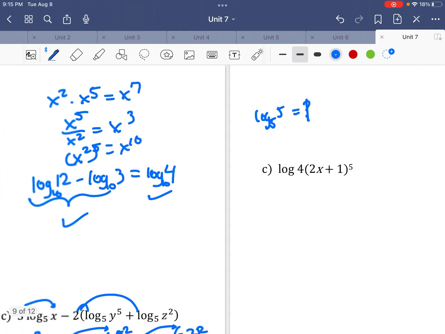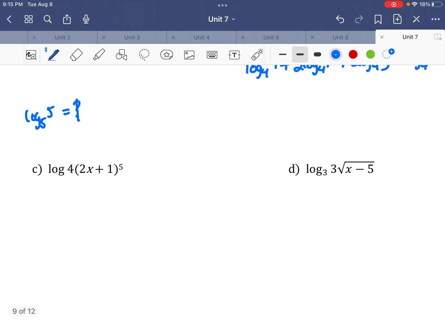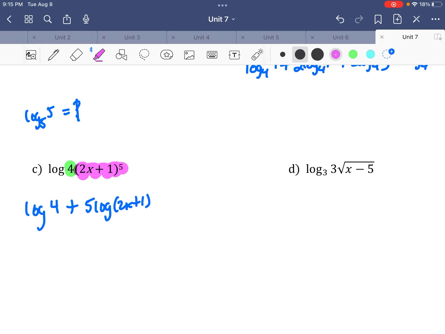Okay? All right, over here, I have 2 items, basically. All right, I have the 4, and I have the rest. So I'm going to have log of 4 plus, because they're multiplied, log of 2x plus 1, and that's to the 5th, so the 5 can come out front, and that's finished.